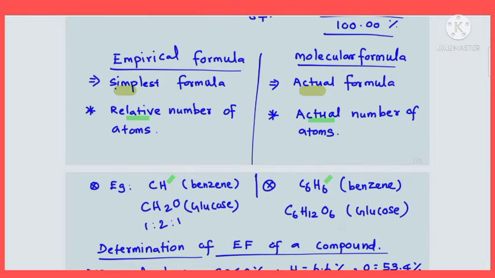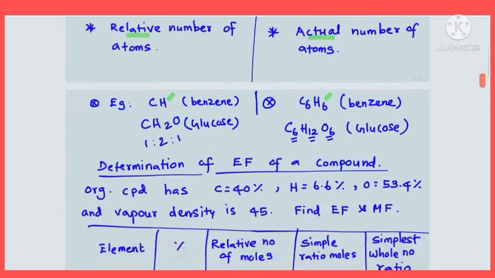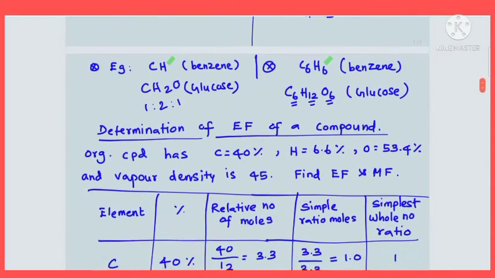But look at the molecular formula of glucose. It is C6H12O6, isn't it? Which means it exactly shows that in glucose there are 6 carbon atoms, 12 hydrogen atoms and 6 oxygen atoms. So the molecular formula is giving the exact number of atoms present in a compound. These are some basic differences between empirical and molecular formula.